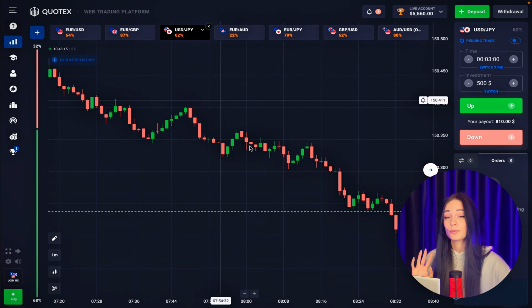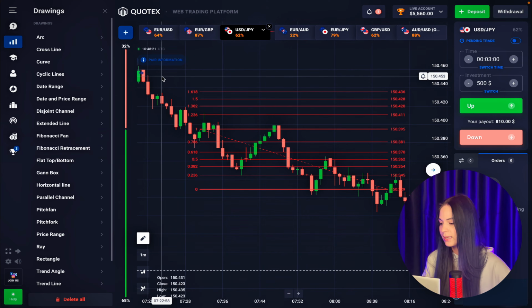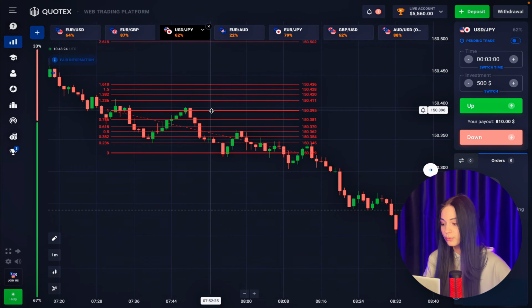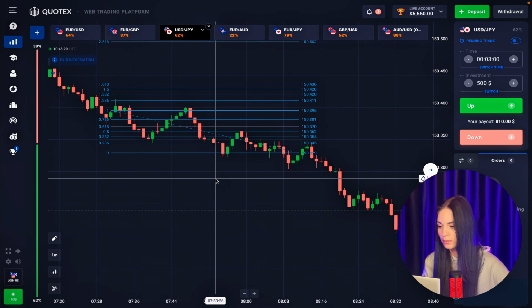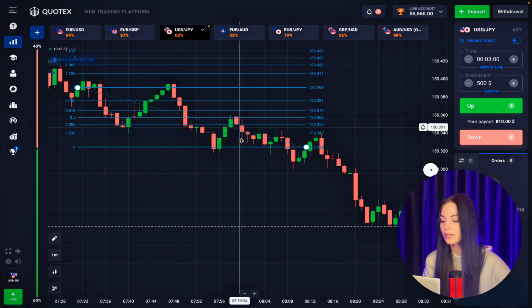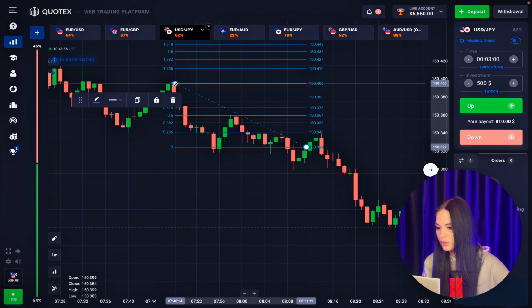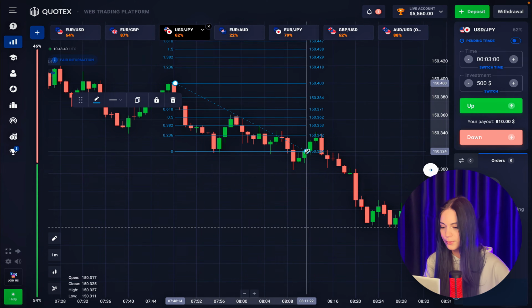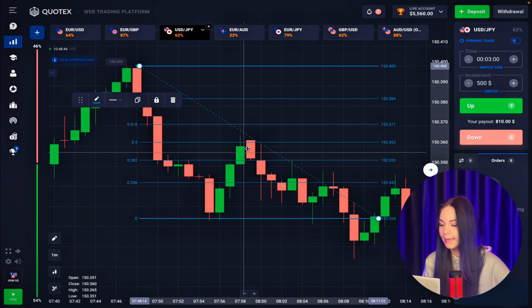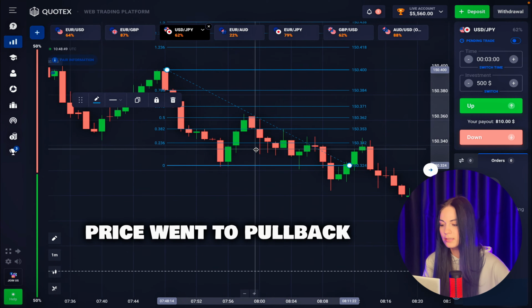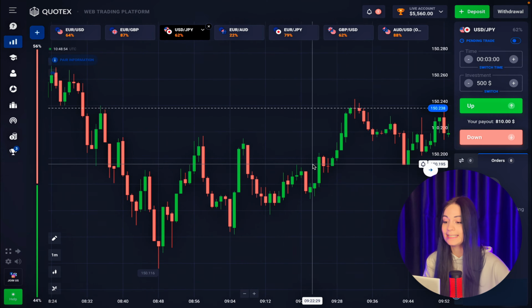Now let's see how it works with Quotex. In this case we have a downtrend, we open drawings and we choose the Fibonacci retracement tool. So there are our levels. They look a bit different here, but I usually choose the color blue because it's easier to see on the chart, and let's work with it. Let's work with this pullback. We choose the recent swing high for the first point, and the second one is going to be right here on the recent swing low. And we see that in this case the price went through a pullback before the level 0.5 and the price went down.